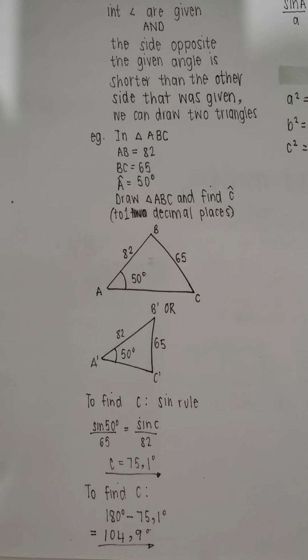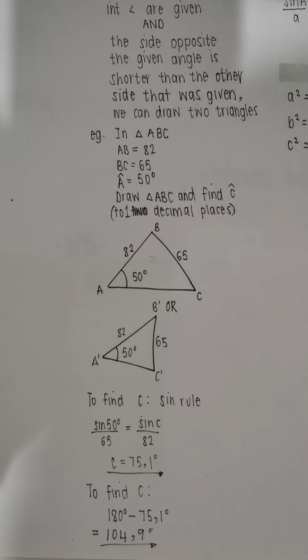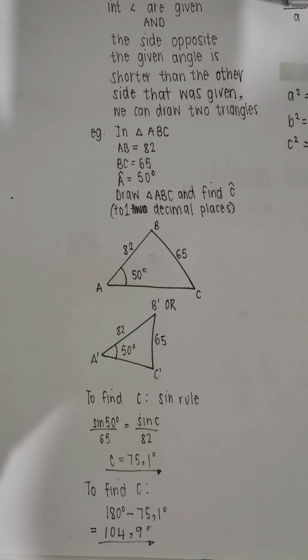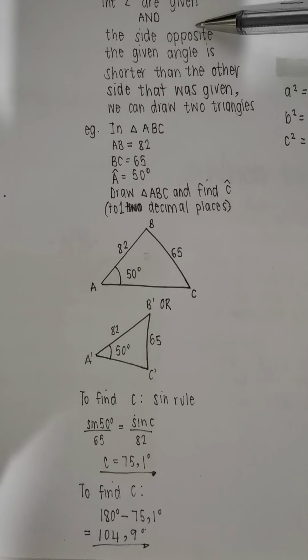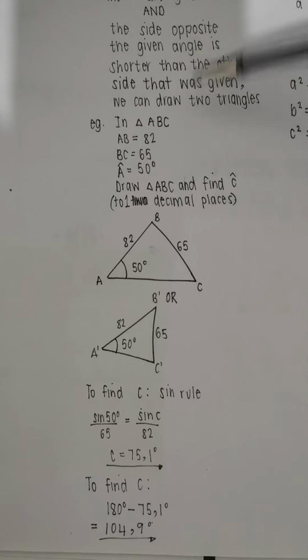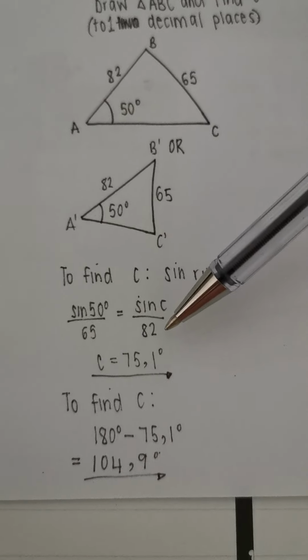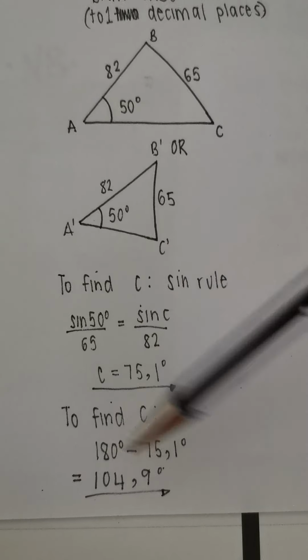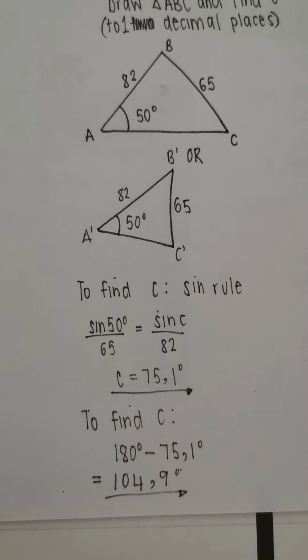You can try it on your own. What's important is, if you see an ambiguous case, how do you identify it? You should know how to identify it. Once you've identified it, know that there are two possibilities. That's the first one. The second one, 180 degrees minus.